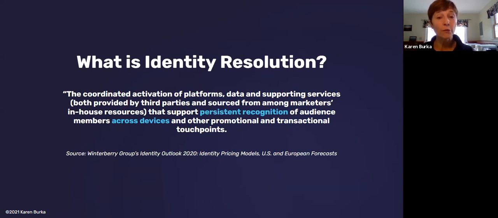Okay, so let's look at this first definition, which is from a research firm called the Winterberry Group. And it says the coordinated activation of platforms, data, and supporting services, both provided by third parties and sourced from among marketers' in-house resources that support persistent recognition of audience members across devices and other promotional and transactional touch points. So you'll see that the highlighted words are persistent recognition.